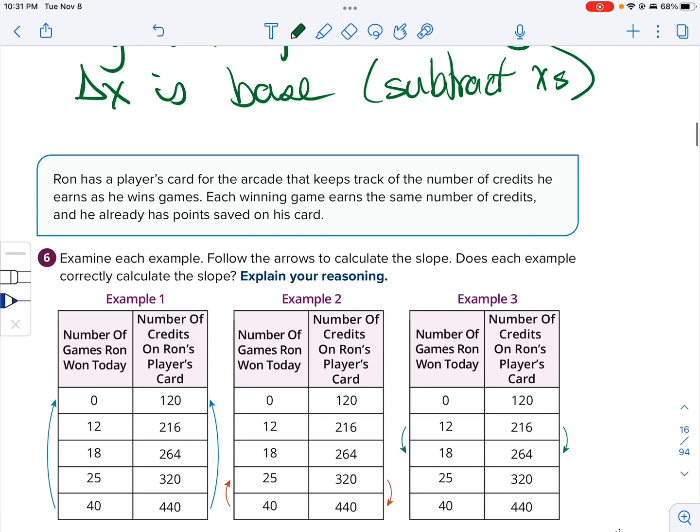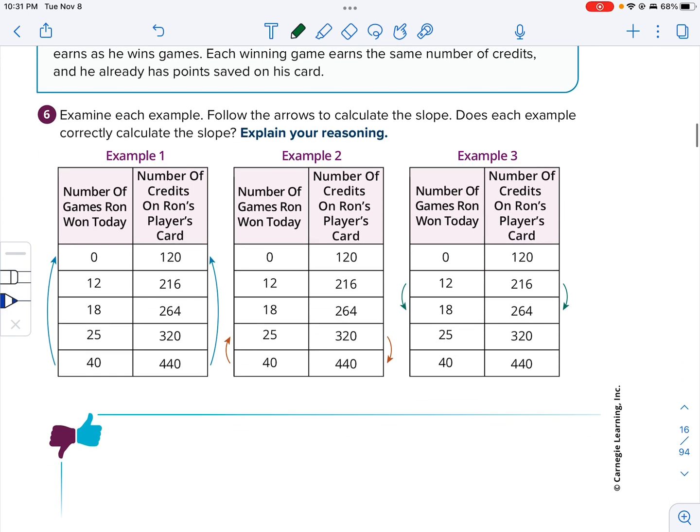Ron has a player's card for the arcade that keeps track of the number of credits he earns as he wins games. Each winning game earns the same amount of credits, and he already has points saved on his card. Examine each example. Follow the arrows to calculate the slope. Does each example correctly calculate the slope?